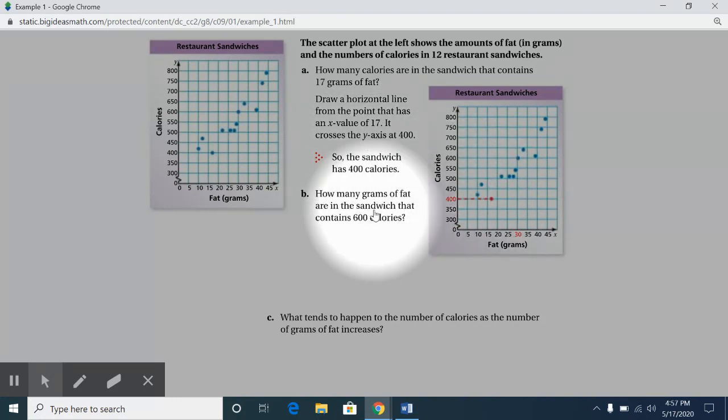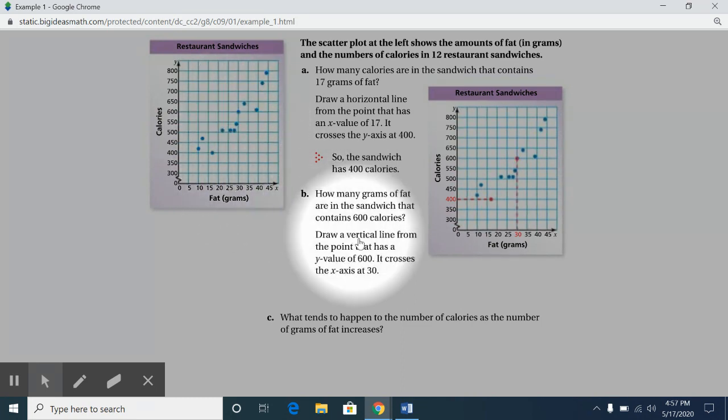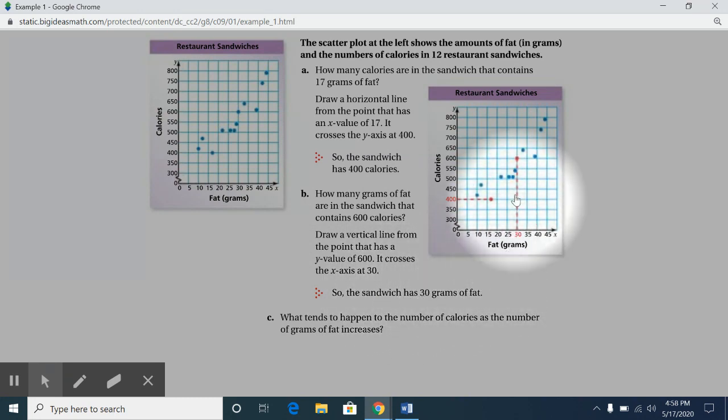Okay, now we're kind of going backwards. How many grams of fat are in the sandwich that contains 600 calories? So now I'm going to look at 600 calories on my y. I'm moving over until I meet a point and I'm seeing what my x value is there. That would be about 30 grams, it looks like. So now it says draw a vertical line from the point that has a y value of 600. It crosses the x-axis at 30. So the sandwich has 30 grams of fat. They show that here.